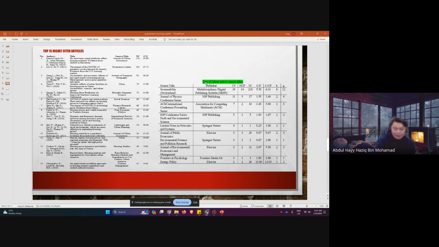Okay, and the topmost active source title we can see is Sustainability, and this is from MDPI. MDPI, I think most people already know, is quite expensive, but in terms of application, it's quite fast. Okay, followed by Journal of Physics, and then ACM International Conference Proceeding Series.